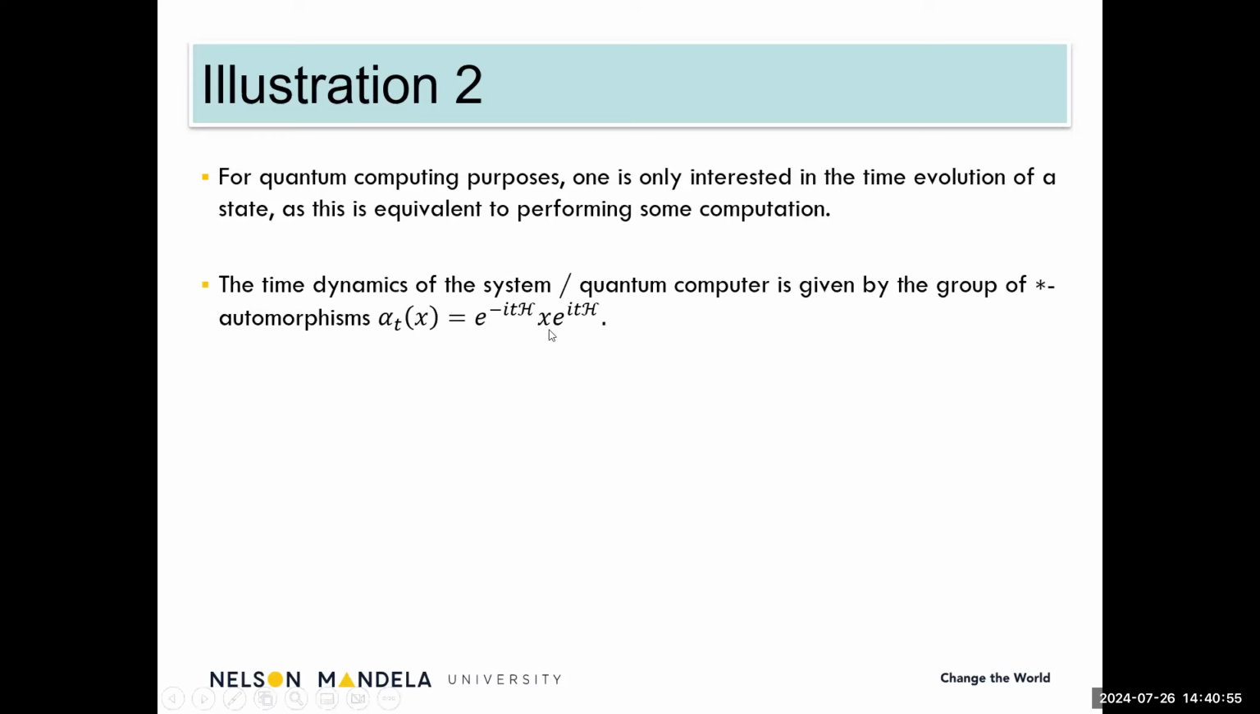So let us suppose now we are working with a reversible system. Then the time dynamics of that system is given by a group of star automorphisms. So if we suppose it's reversible.